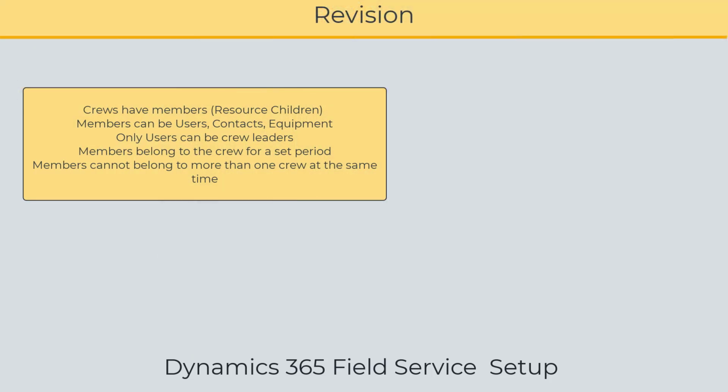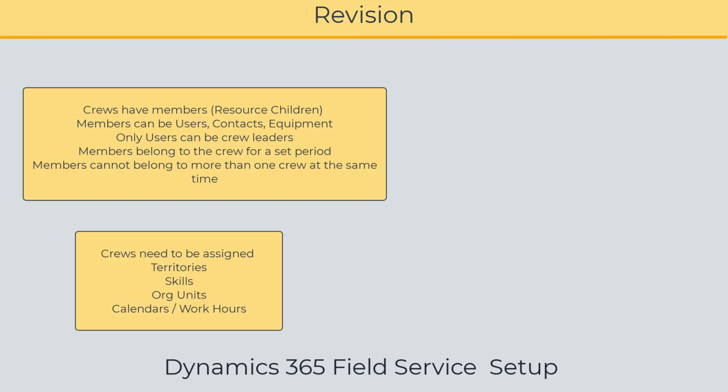Crews have members or resource children. Members can be users, contacts, or equipment. Only users can be crew leaders. Members belong to the crew for a set period of time. Members cannot belong to more than one crew at the same time.